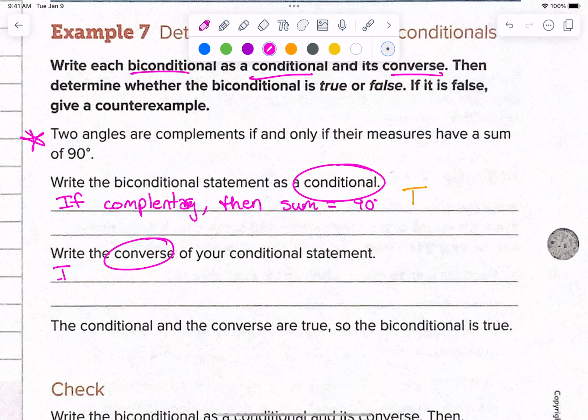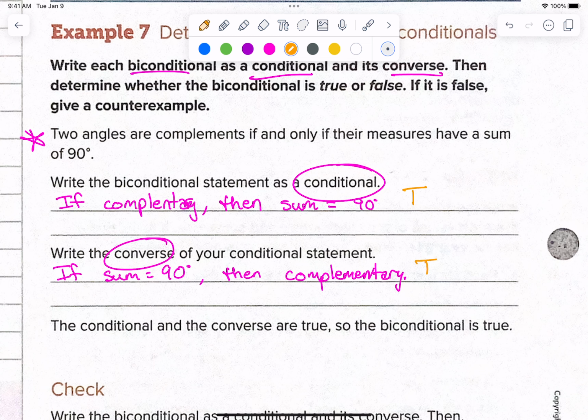If what? If sum equals 90, then complementary. Is that true or false? If they add up to be 90 degrees, do they have to be complementary? Yes, they do. What if they're just two separate angles? They don't have to be touching to be complementary.